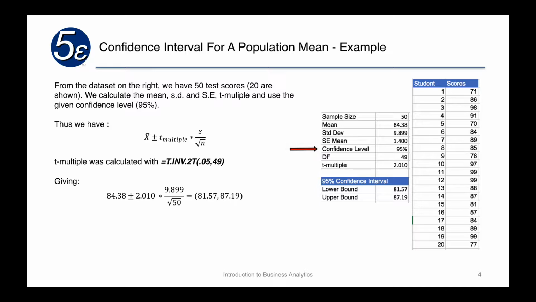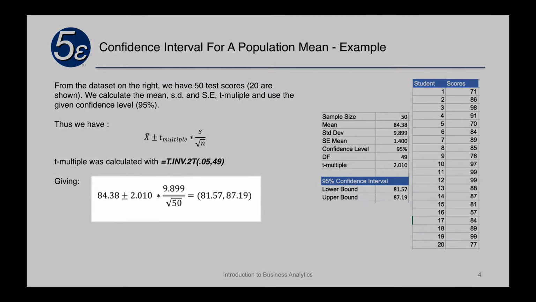Now, we'll do the t-multiple first. And so we said that since our confidence level is 95%, we are looking for the area under 5% of the curve at two tails. So it's going to be 0.025 on one side and 0.025 on the other, giving us 5%. And since the total test scores is 50, we're going to use the degrees of freedom of 49, n minus 1. So remember that the standard error is the sample standard deviation divided by the square root of n. So this is going to give us the following.